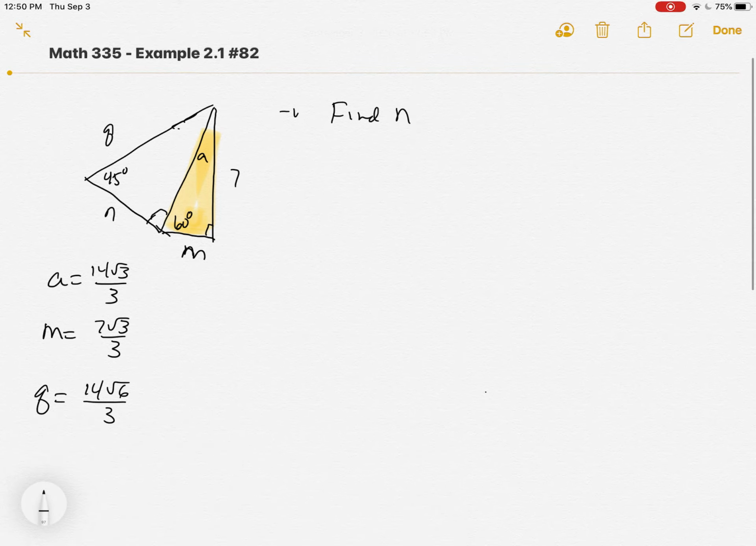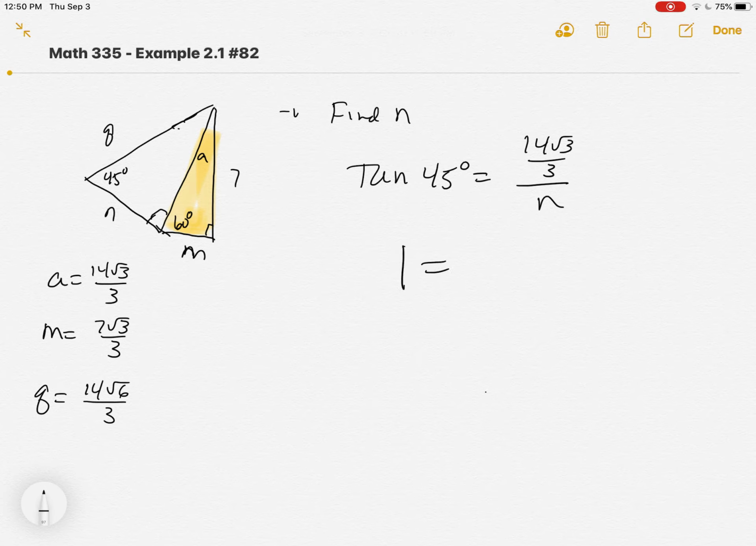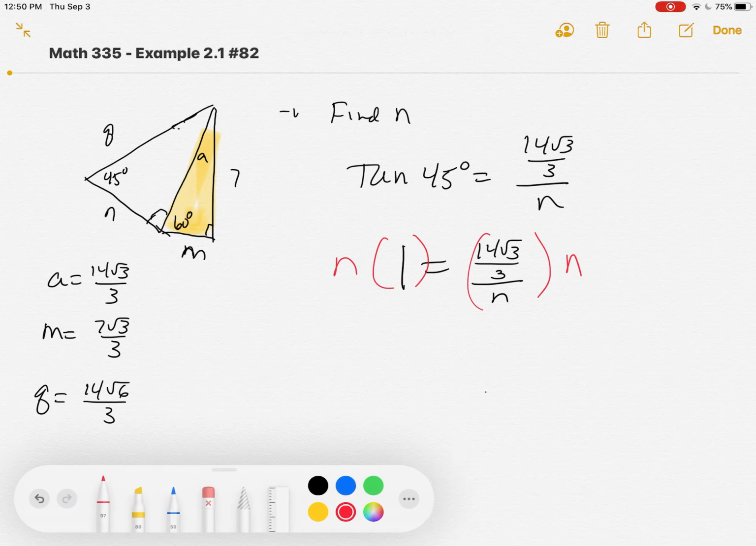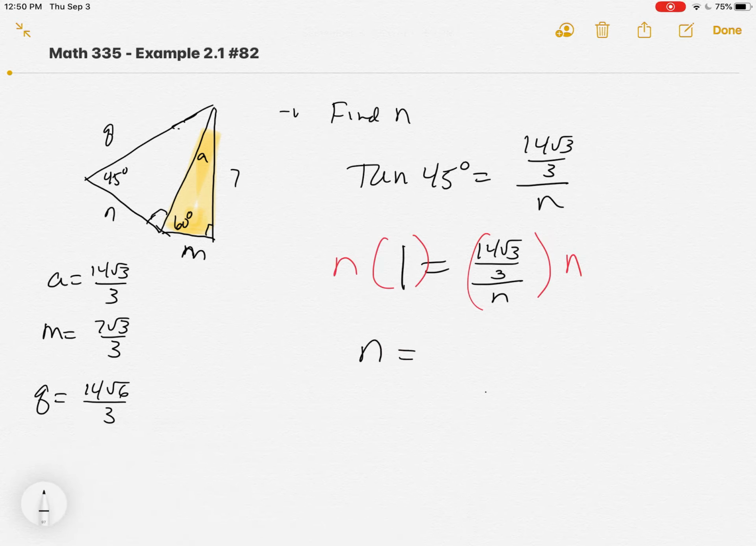And if we're going to find N, maybe I use the tangent again. Tangent of 45 degrees is opposite A, which we know is 14 root 3 over 3, over adjacent, which is N. Tangent of 45 degrees is 1. So 1 is equal to 14 root 3 over 3 all over N. I'll do the same thing that I did last time. I'll multiply this side by N and this side by N, and then I'll be done. N all by itself, these N's cancel, is equal to 14 root 3 over 3.